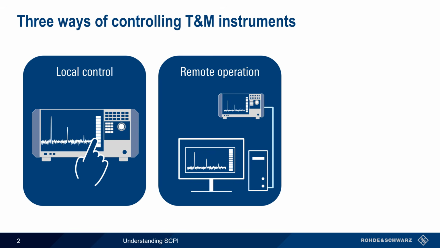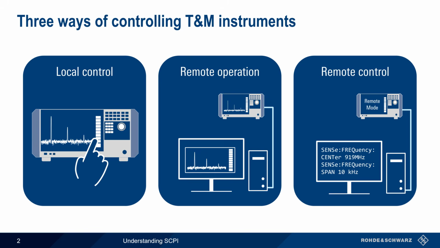The third method, and the one we'll be discussing in this presentation, is remote control. In remote control, the instrument is configured and controlled programmatically, that is, by means of text-based commands that are created, sent, received, and processed via a user-created program. This method is often also referred to as automation, since, unlike remote operation, operating the instrument in this way does not require interactive control by a human operator.